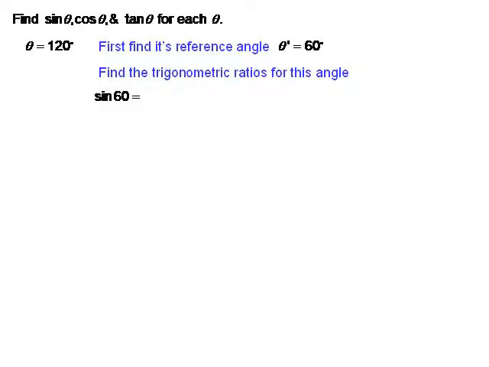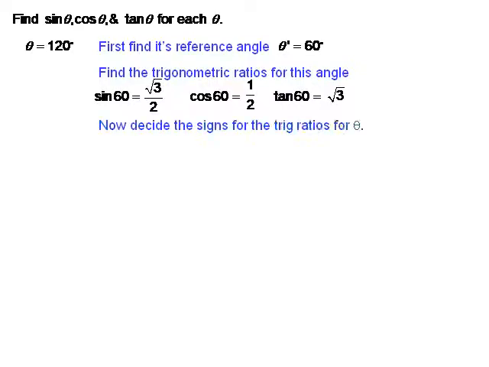Now you are going to find the trigonometric ratios for this angle, our reference angle. So what is sine of 60? Root 3 over 2. You get that from your trig chart. What is cosine of 60? 1/2. What is tangent of 60? Root 3.